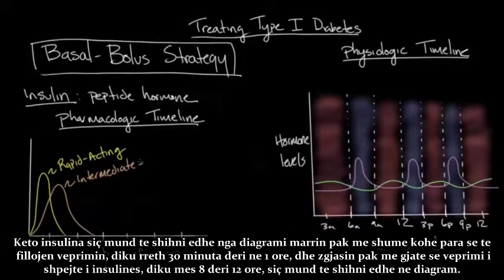And these intermediate-acting insulins, you can see by the graph, take a little bit longer before they have an onset of action, about 30 minutes to an hour, and then they last a little bit longer than the rapid-acting insulins for somewhere between maybe 8 to 12 hours, as you can see on the graph here.